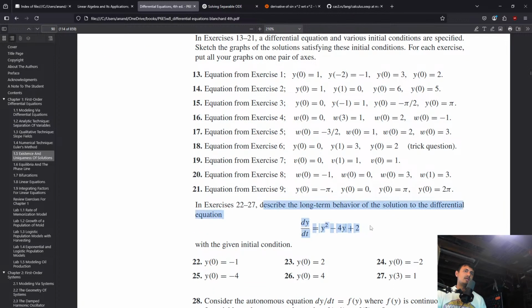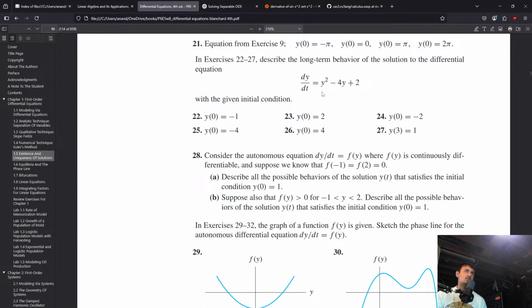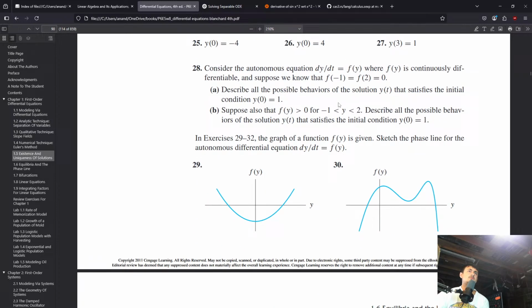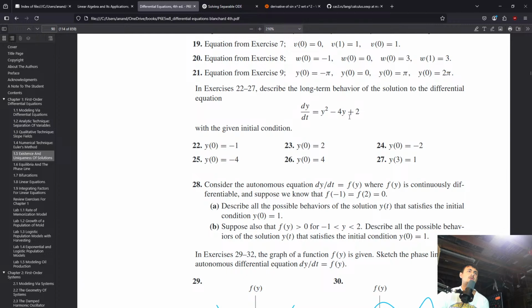Describe the long-term behavior of the solution to the differential equation, with a bunch of different initial conditions. Okay, that's cool. Let's see. So that's going to have 2 roots. Most of these are going to be the same, I think. Maybe it doesn't have 2 roots. I need to think about that.